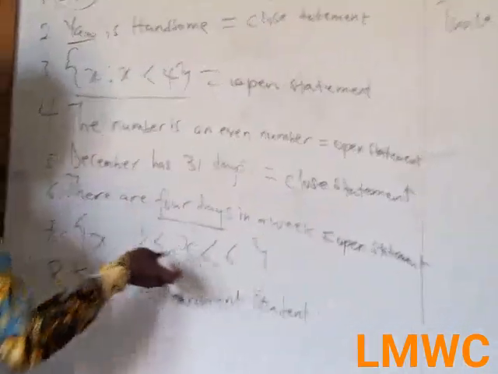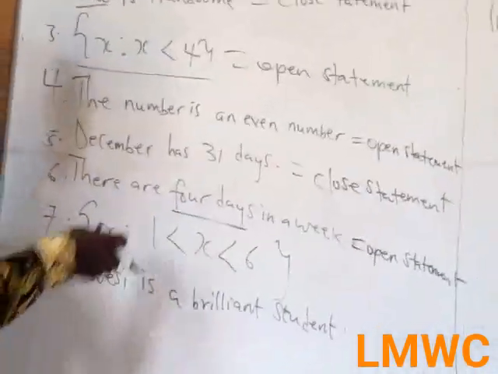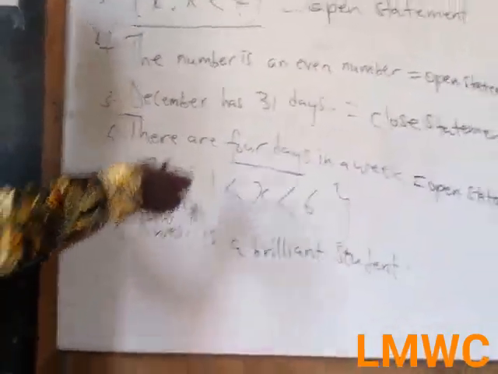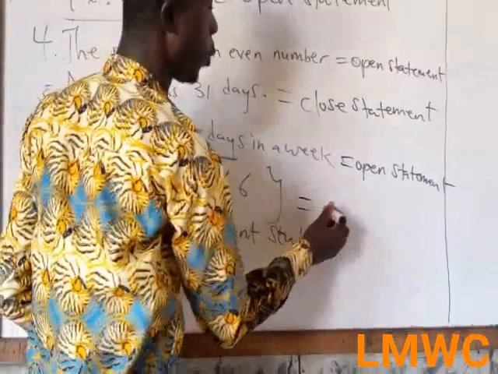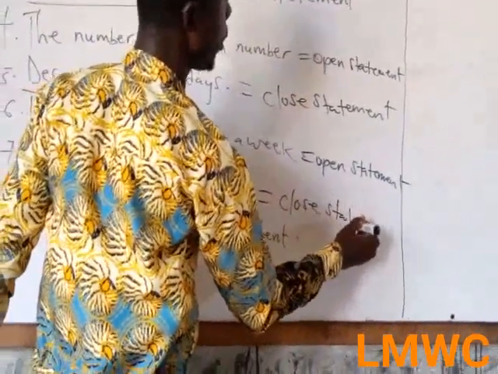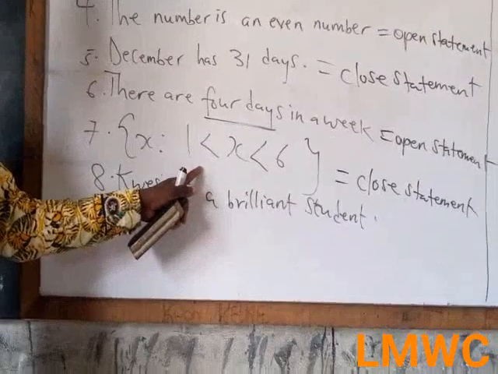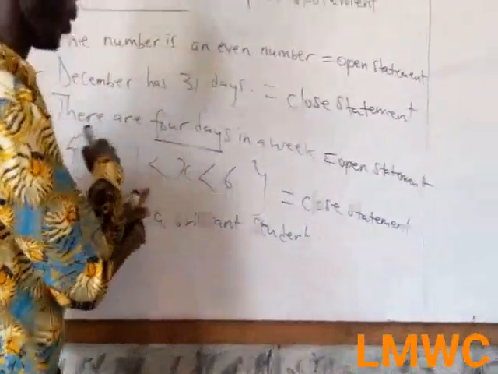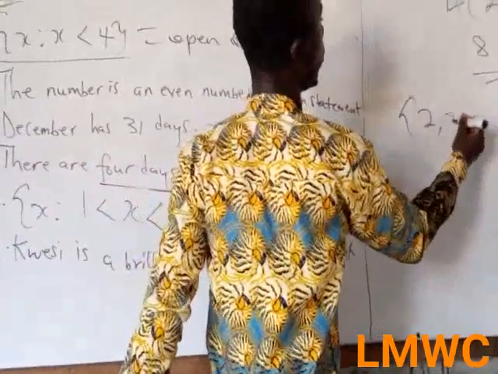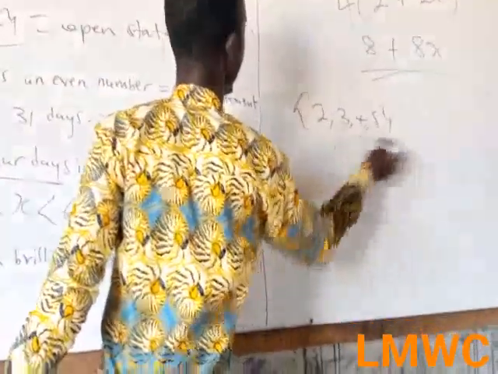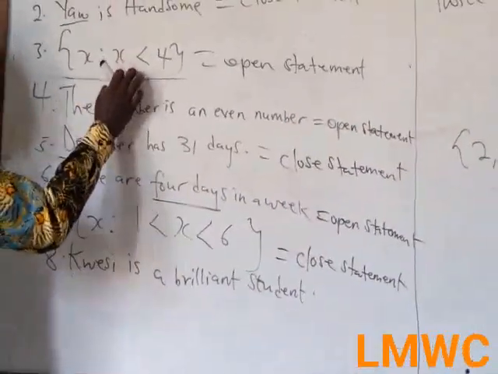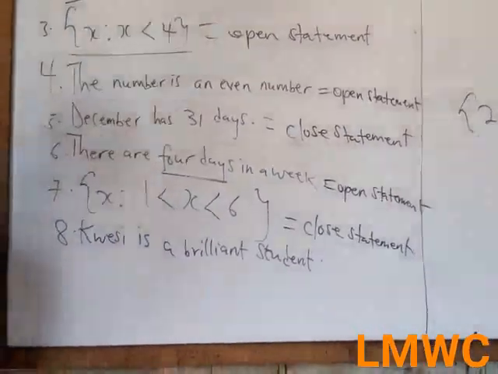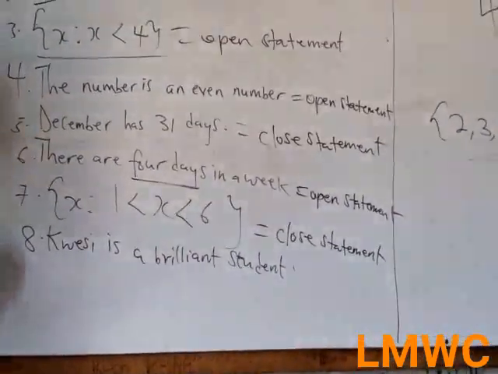They have given you this statement: S is greater than 1 but less than 6. They have been specific here. So it's a closed statement, because you can simply list this one. S is greater than 1 but less than 6, so it's 2, 3, 4, 5. So it's a closed statement. This is different from this one, where it will be difficult for you to list. 8. Kwesi is a brilliant student. Who is a brilliant student? Kwesi.